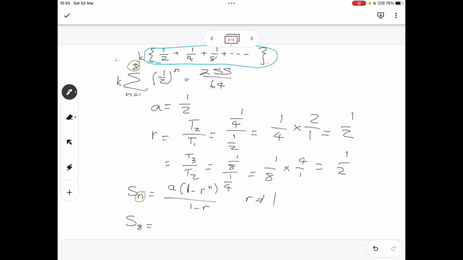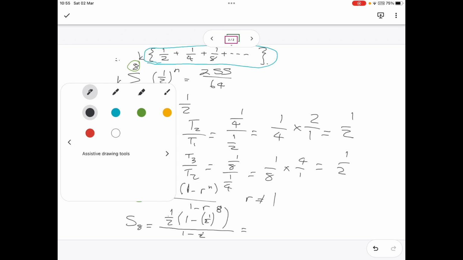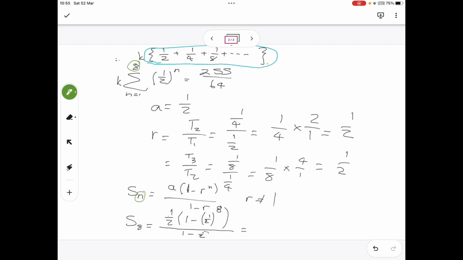Then we're going to use that to say the sum to the 8th term equals a half into 1 minus a half to the power 8. All of this is over 1 minus a half. And that gives us a whole lot of math to work out.